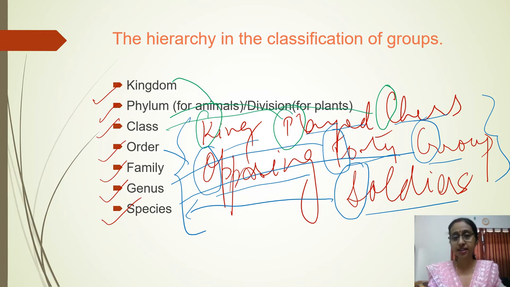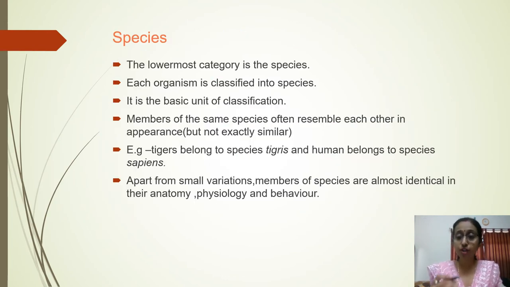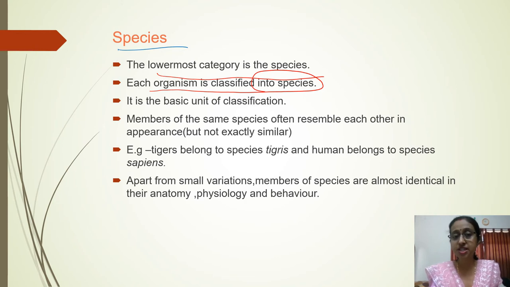Now let us move on to the hierarchy. We are starting from the lowermost, that is the species. We will be moving up from the species to the kingdom above. So species is the lowermost category. Each organism is classified into a species and it is the basic unit of classification. Now we all know that members of the same species often resemble each other in appearance but are not exactly similar. They resemble each other but are not perfectly similar to each other.